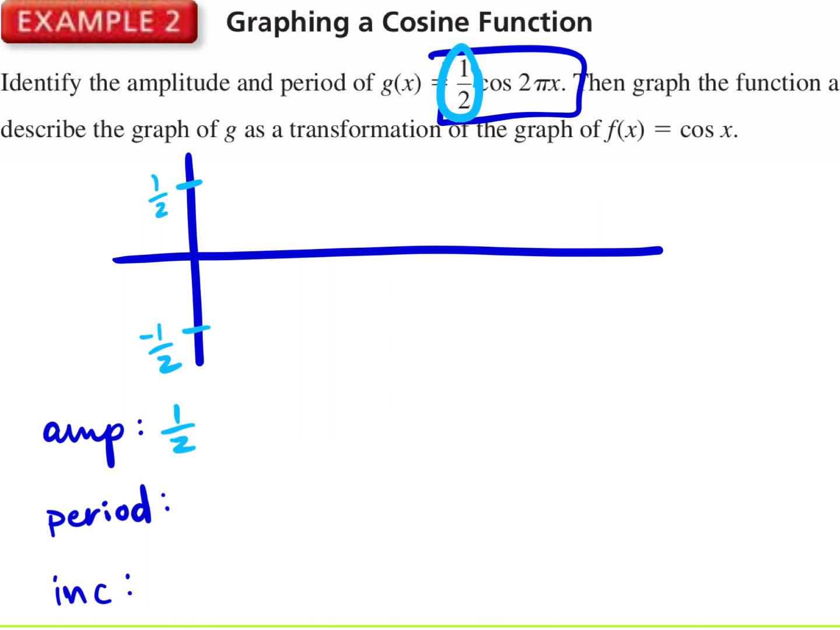Now period is 2 pi divided by b. What's our b here? 2 pi. So it's what gets multiplied in front of the x, which is 2 pi. So here we have 2 pi over 2 pi. What's 2 pi over 2 pi? 1. So our period ends at 1.